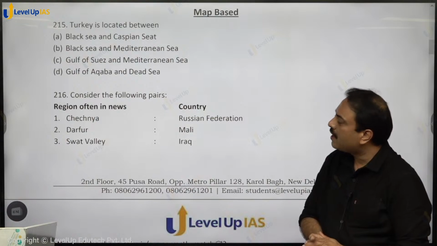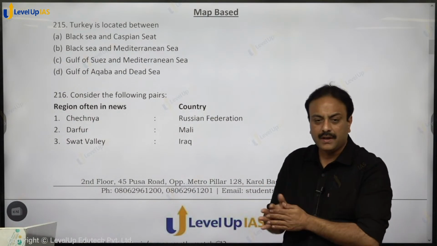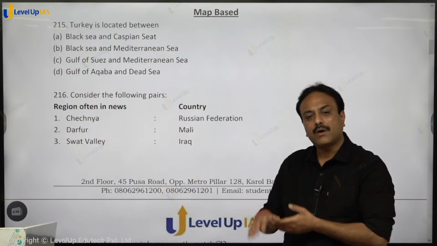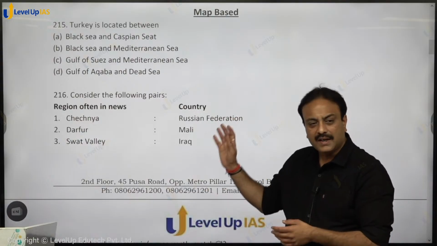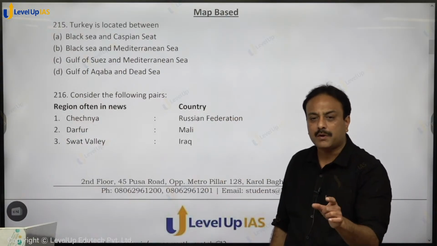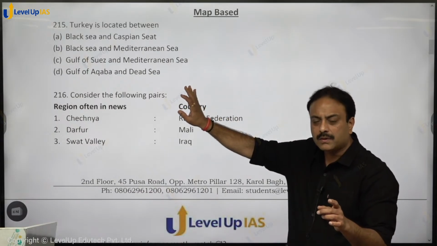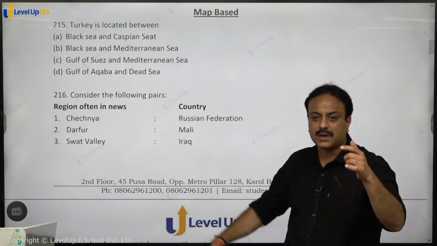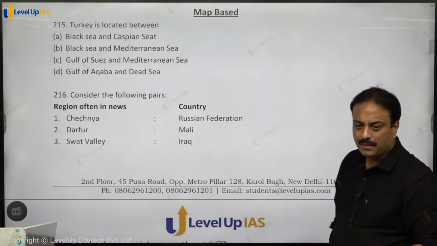Gulf of Aqaba and Dead Sea. Gulf of Aqaba is on the eastern side of Egypt, on the western side of Saudi Arabia, on the southwestern side of Jordan, on the southern side of Israel, that is Gulf of Aqaba. Dead Sea is a landlocked water body between Israel and Jordan. It is the lowest point of Asia, 411 meters below the mean sea level. So it is Black Sea and Mediterranean Sea.